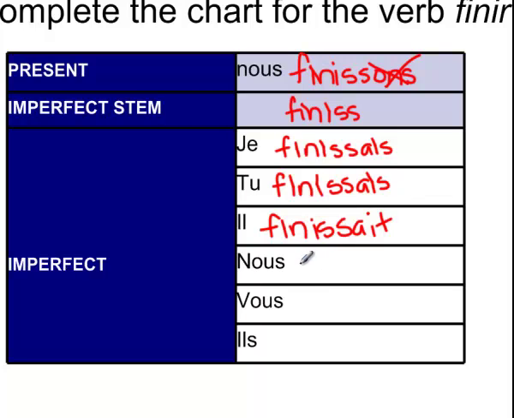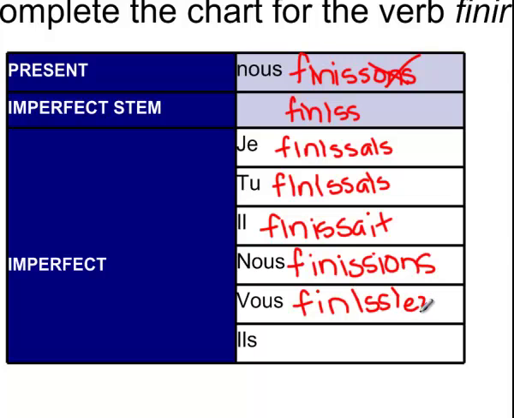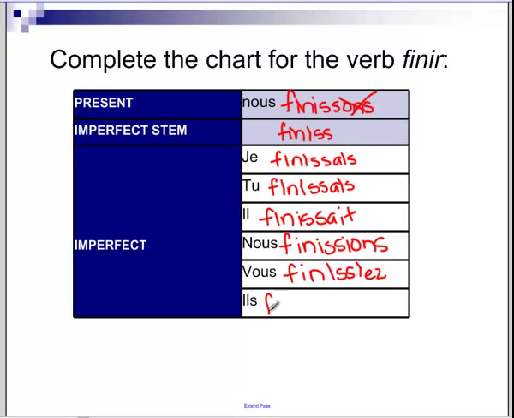To say we were finishing, nous finissions is how you would put that in the nous form. You all were finishing, vous finissiez. And they were finishing, ils finissaient. So that's the verb finir in the imparfait.